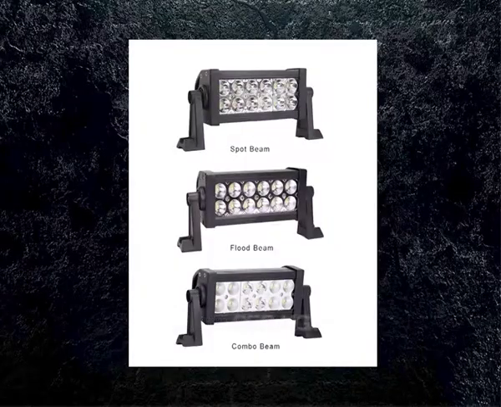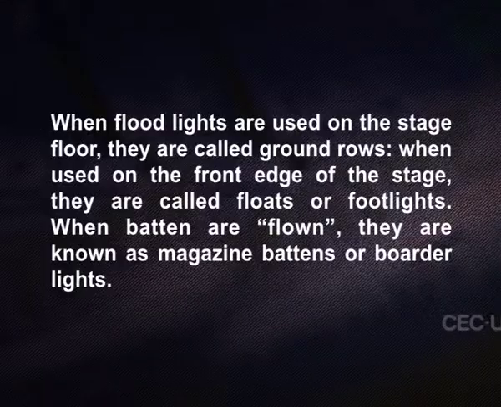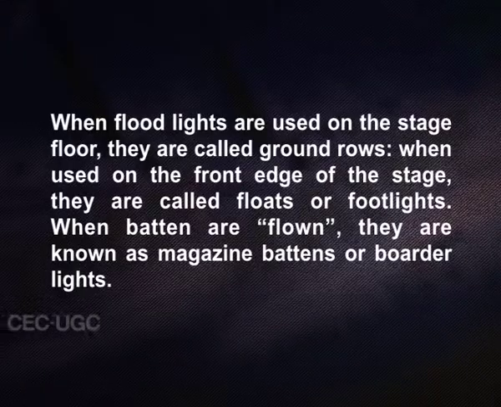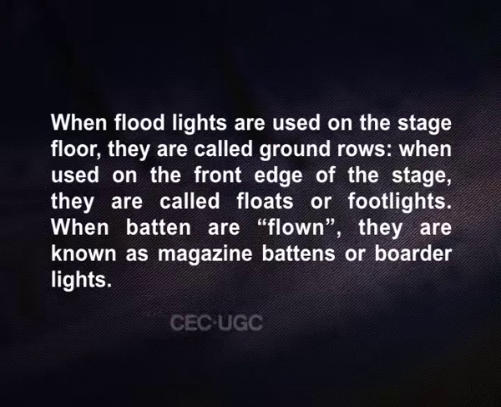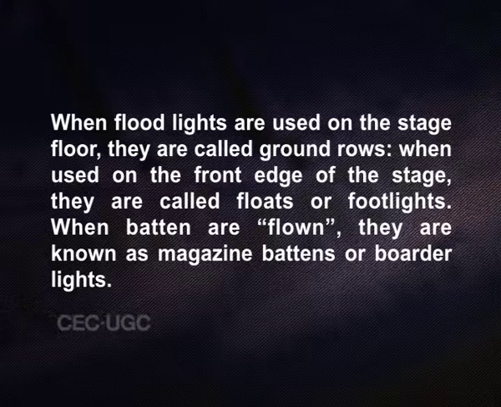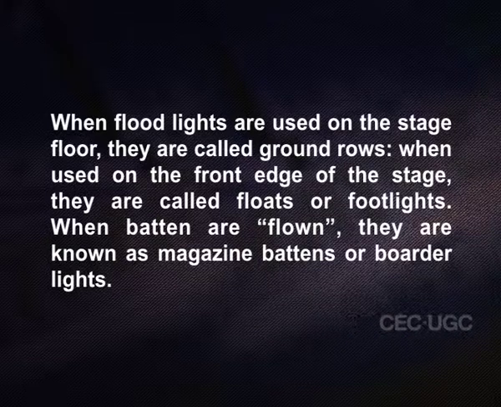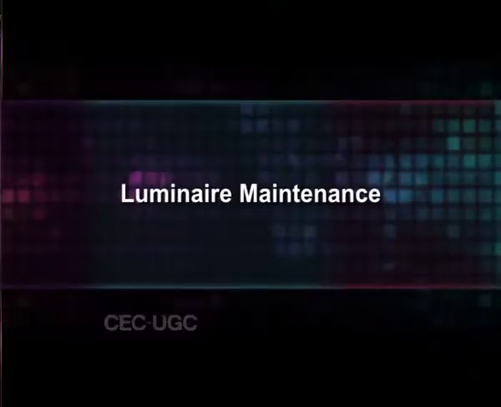The third type of flood lighting is on a batten. Several lamps with reflectors are fixed together in sections to form a strip light. When they are used on the stage floor, they are called ground rows. When used on the front edge of the stage, they are called floats or footlights. When battens are flown, they are known as magazine battens or border lights.